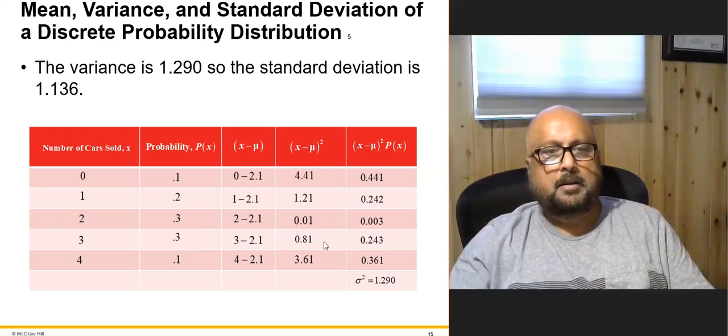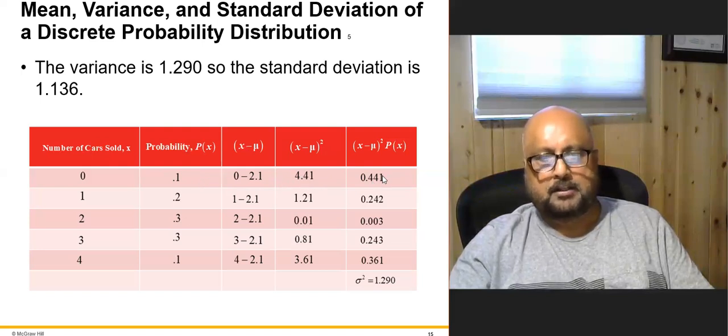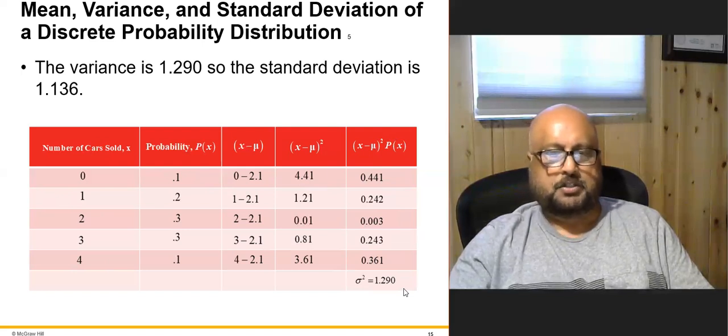And we multiply the probability of each random variable with the (x minus mu) squared value. So we have this value for the first element here, and we have the probability here, 0.1. We multiply this with this, and we get this value, and we repeat this for all these numbers. And we add them up because it's the sum of all these products. The sigma squared is 1.290. This is the variance in this situation.